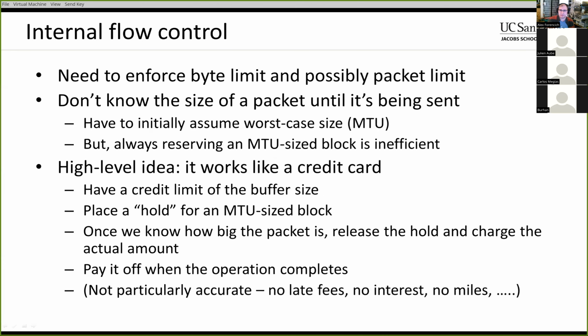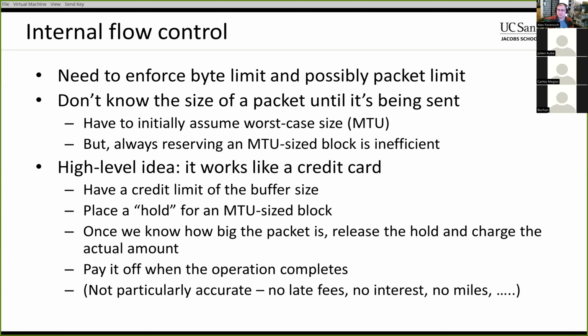The internal flow control, talked about this a little bit before, but the idea is we need to enforce a byte limit and possibly a packet limit on a per TC basis. We don't know the size of the packet until it's being sent, so we have to assume the worst case. And if we're always assuming the worst case and we don't do anything else, then this is going to be somewhat inefficient in terms of the buffer utilization.